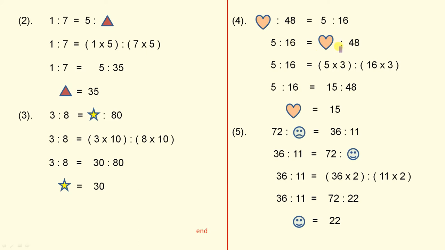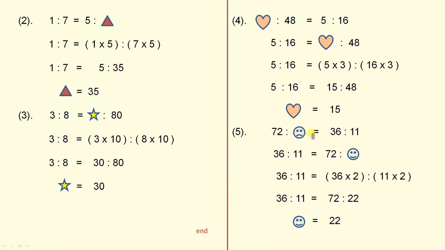So how did we get from the 16 to the 48? 3 times 16 is 48. So we multiply each of these terms by 3. So 3 times 5 and 3 times 16. So 5:16 equals 15 to 48. So the heart is 15, because the heart was first.